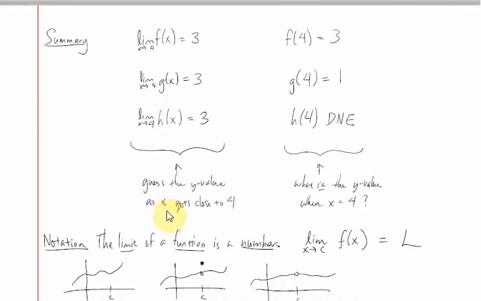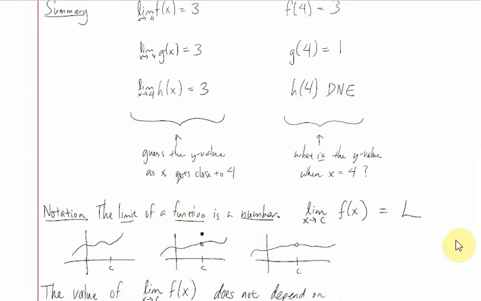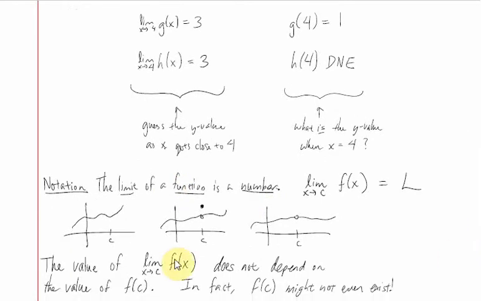The notation absolutely matters. It absolutely, absolutely matters here. And so I would just like to mention that in terms of how the notation works, and you hear this phrase a lot, the limit of a function is a number. So you see a limit of a function equals a number, and that number is L here.